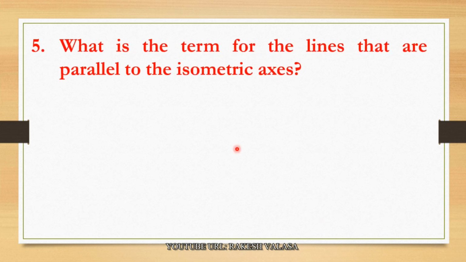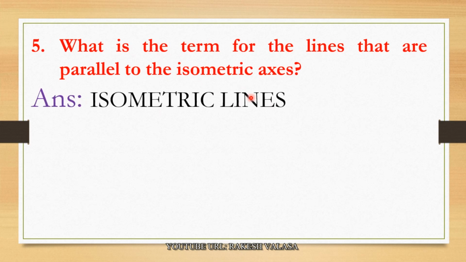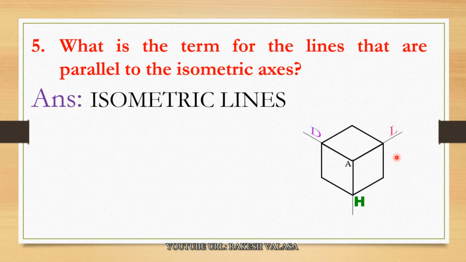Question number 5. What is the term for the lines that are parallel to the isometric axis? The answer is isometric lines. You can see this image. Here AL, AD and AH are the isometric axes, and the lines parallel to these isometric axes are called isometric lines.